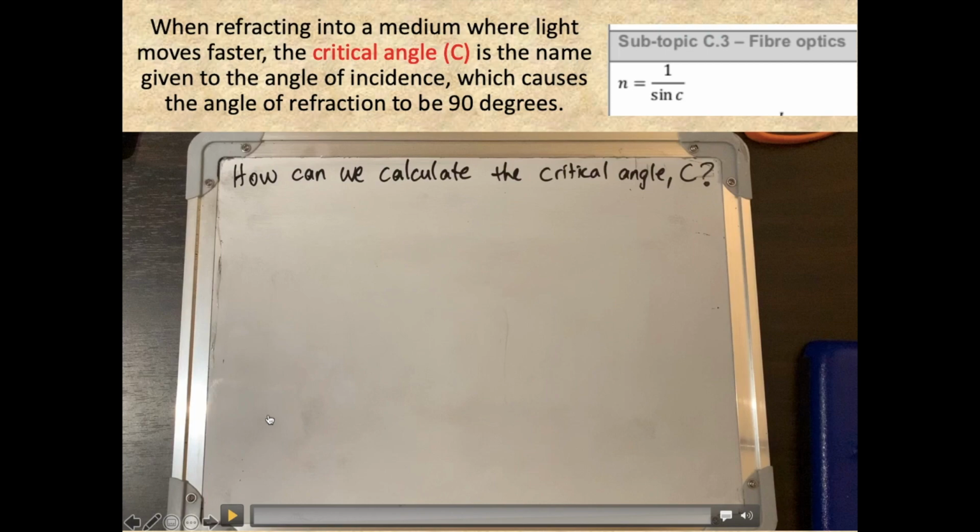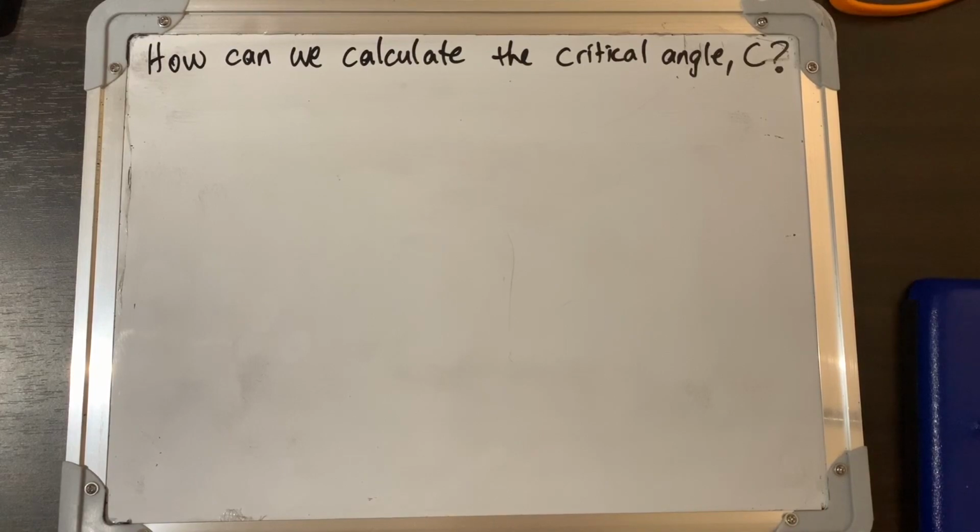So, when refracting into a medium where light moves faster, the critical angle, C, is the name given to the angle of incidence, which causes the angle of refraction to be 90 degrees. Here's an explanation. Let's talk about how we can calculate the critical angle.